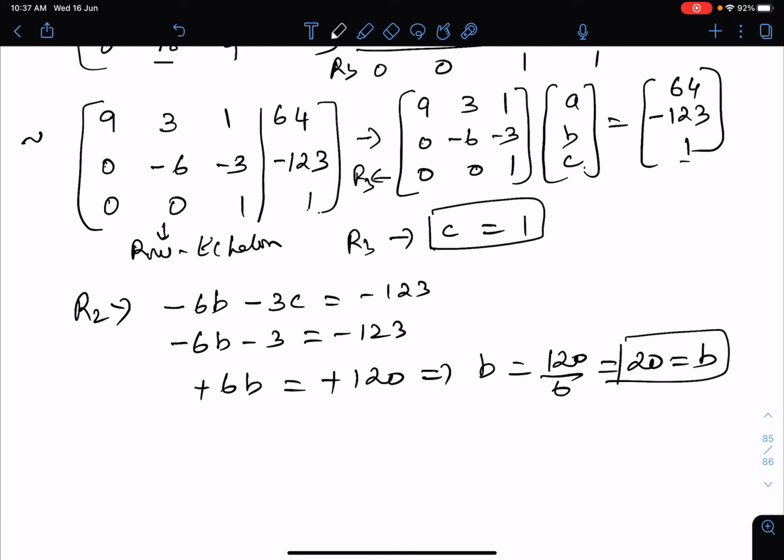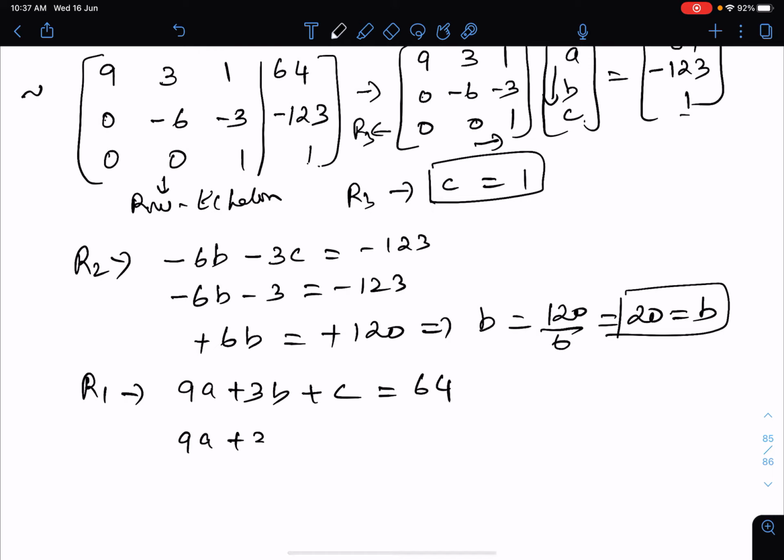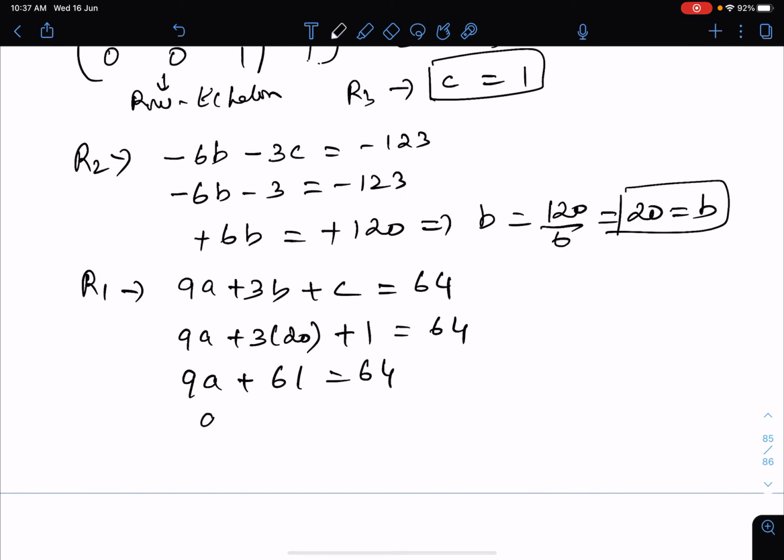Okay, and now we are coming to our row 1. You got all the 3 elements, so 9A plus 3B plus C is going to be our first constant, 64. Actually you are multiplying each row with our column. Now substitute the value of B. 9A plus 3 into 20 plus C is 1 equal to 64. So 9A plus 61 equal to 64. So you take to the other side, 9A equal to 3, which implies A equal to 3 by 9, that is equal to 1 by 3. So our A value is 1 by 3.